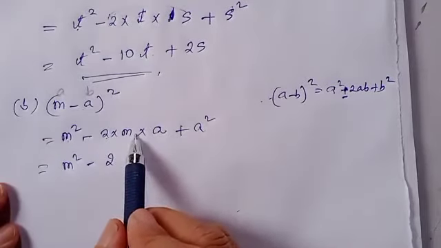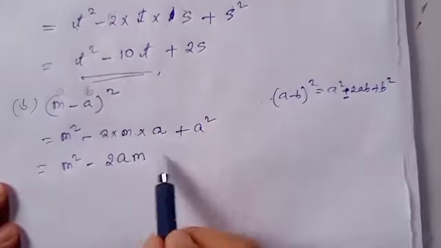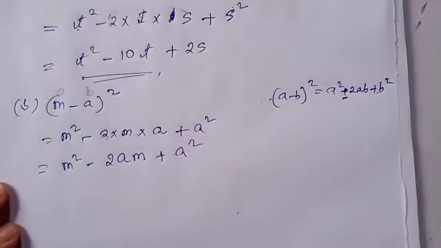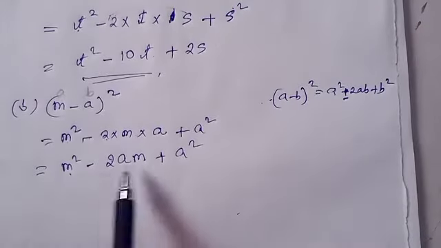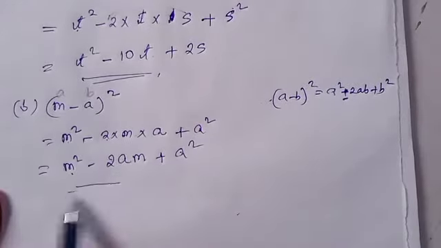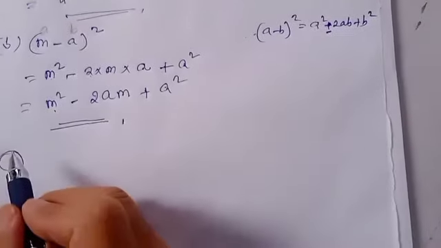Okay, let's take alphabetical order. A we have only 1, m only 1, plus a square is a square. Okay, first one m square, second we have am, third a square. It has no like term, we cannot add, we cannot subtract, so this will be the answer. Okay, now let's try c.